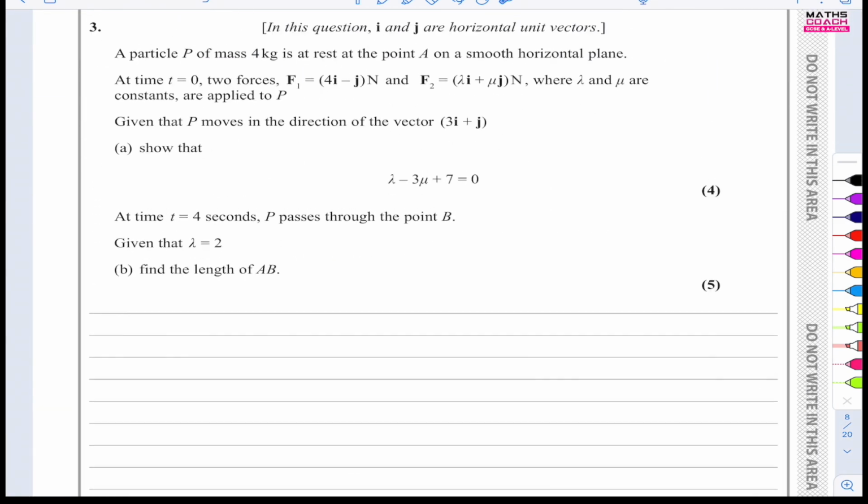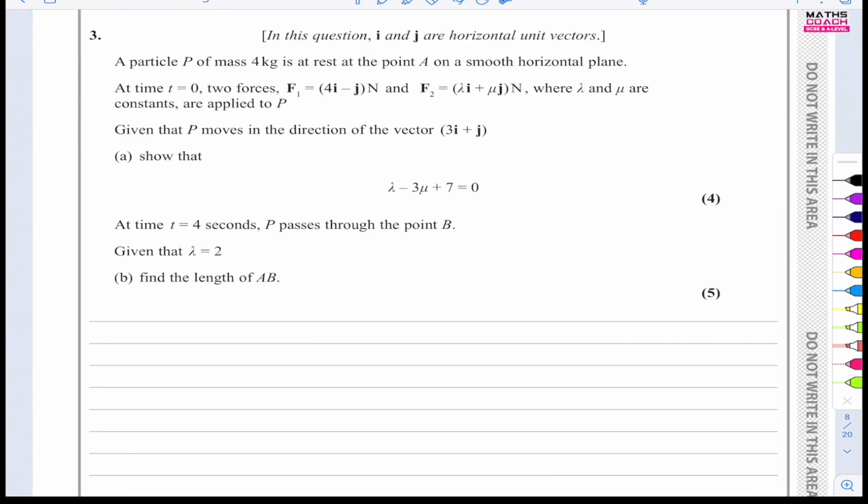All right, guys. So for question number 3, a particle of mass 4 kilograms is at rest at the point A on a smooth horizontal plane. At time t equals 0, two forces F1, F2, where lambda and mu are constants, are applied to the particle P. Given that P moves in the direction of the vector 3i plus j, show that the following.